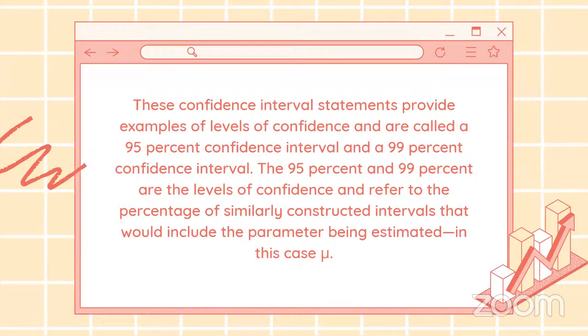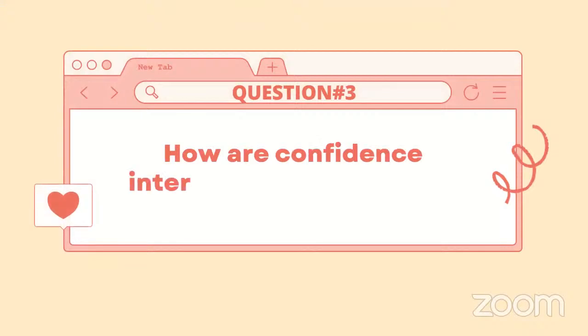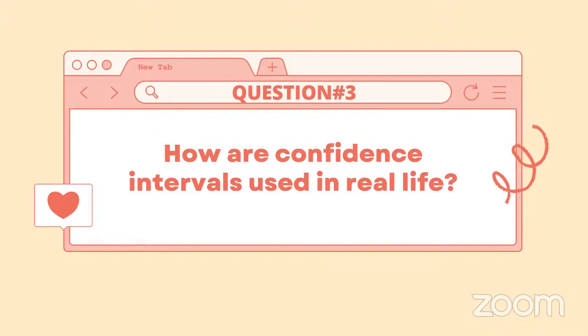These confidence interval statements provide examples of levels of confidence and are called a 95% confidence interval and a 99% confidence interval. The 95% and 99% are the levels of confidence and refer to the percentage of similarly constructed intervals that would include the parameter being estimated. Question number 3, how are confidence intervals used in real life?